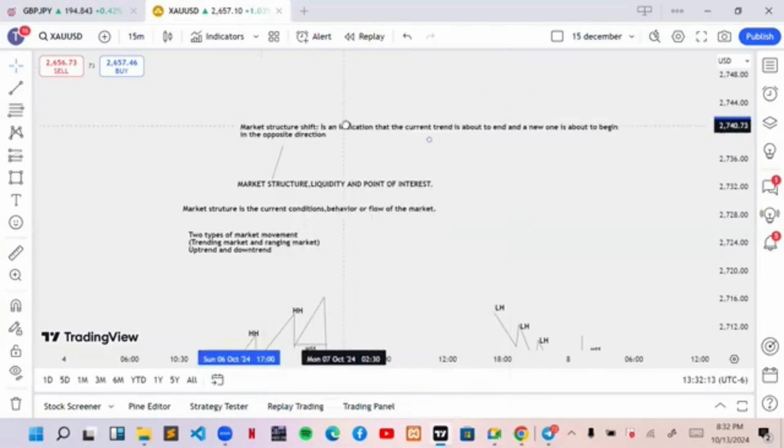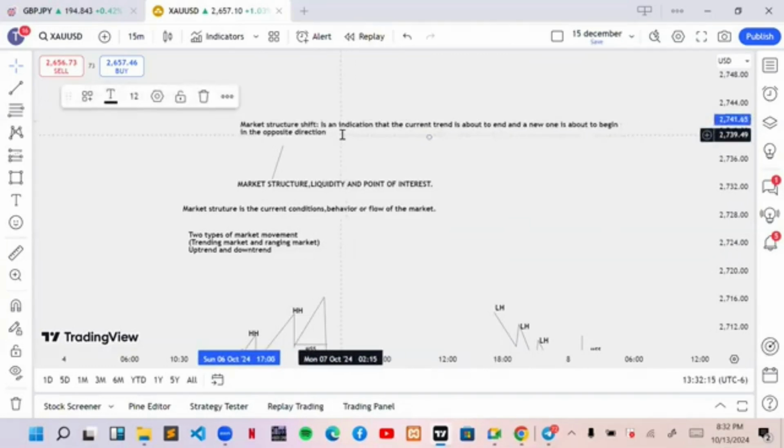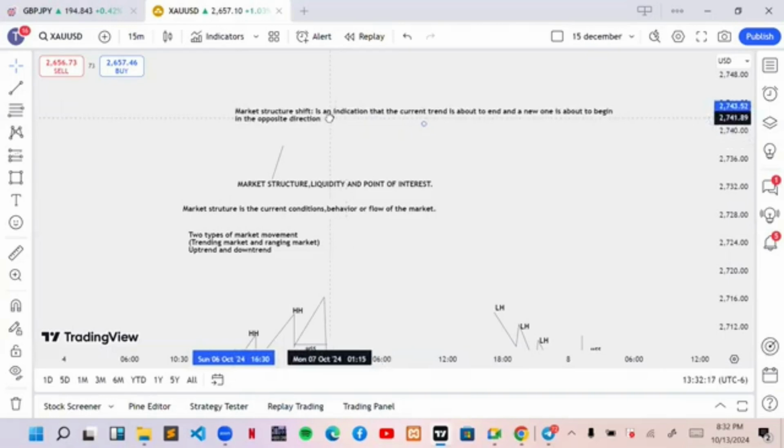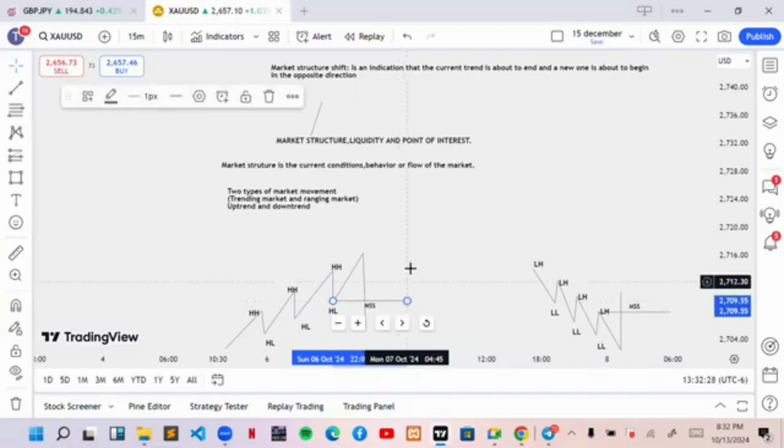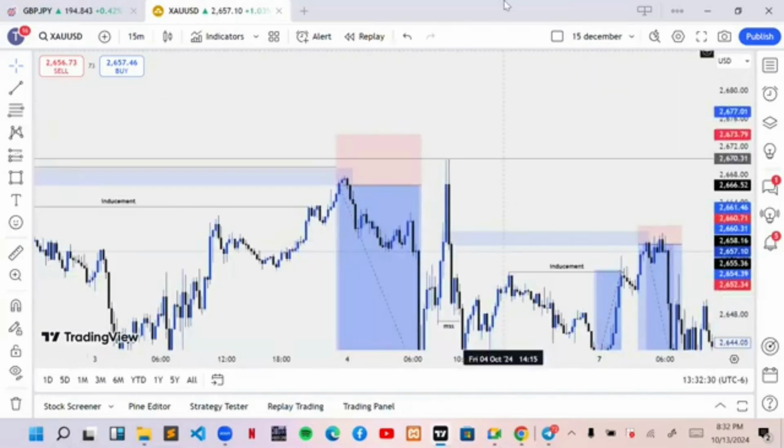So, for market structure shifts, we're taking a trade in the opposite direction. So if the previous trend was an uptrend, once you notice a market structure shift occur, instead of taking trades on buys, you're now going to be taking sells. That is what it means by market structure shift.